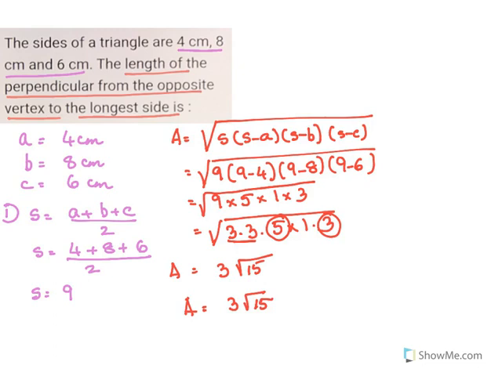And the second part of the sum says find the length of the perpendicular from the opposite vertex to the longest side. So here is our triangle, and the triangle has got 3 sides. One is 4, one is 8 and 6 centimeters. We need to find this perpendicular on the longest side. This is the longest side. Here 8 is the longest side, and we need to find the perpendicular or the altitude on 8. So we start with the area.